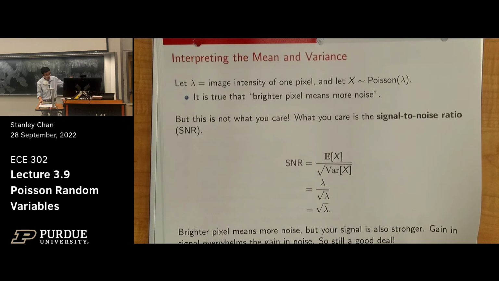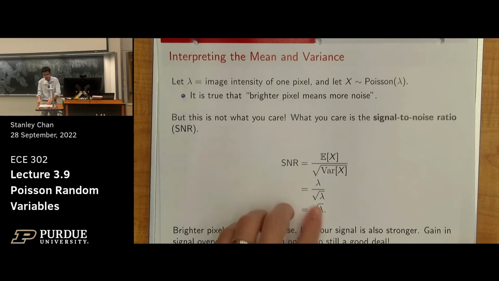Okay, so this slide summarizes whatever we have just talked about. The signal-to-noise ratio is given by this formula. Okay, any questions so far? Yes, please.